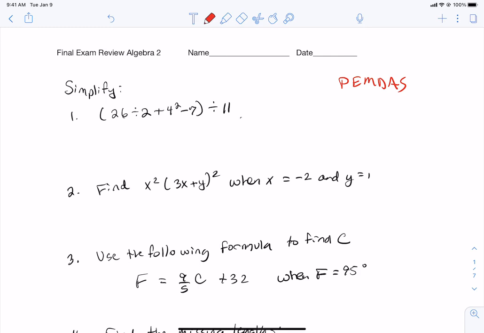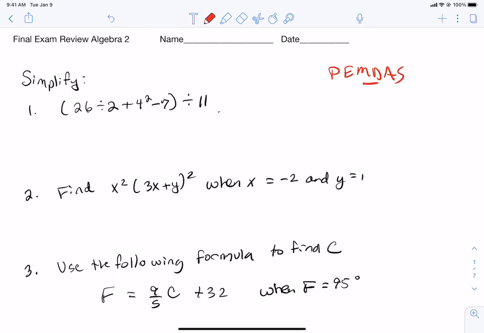M and D go together. That's multiply and divide. And you do that from left to right as it occurs in the problem. And then AS is for addition and subtraction. That goes together too, left to right as you get to them. So there's really 1, 2, 3, 4 steps. So parentheses, exponents, multiply or divide, then add or subtract. So let's take a look at problem number 1.